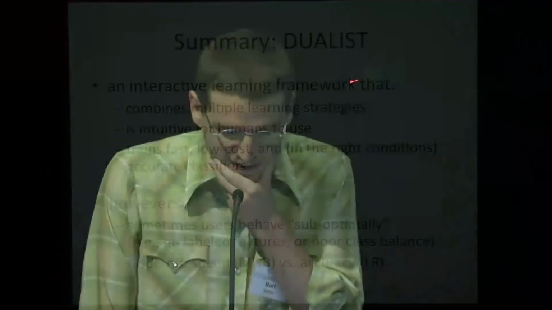So given these caveats, I'd say DUALIST gets us to about an A-, but it's still not an A+ interactive machine learning system. So now I'll talk about some recent and preliminary work in trying to push this interactive machine learning paradigm into the cloud. So far we've only talked about interactive machine learning where there's one annotator and one machine learning system that are talking to each other back and forth.